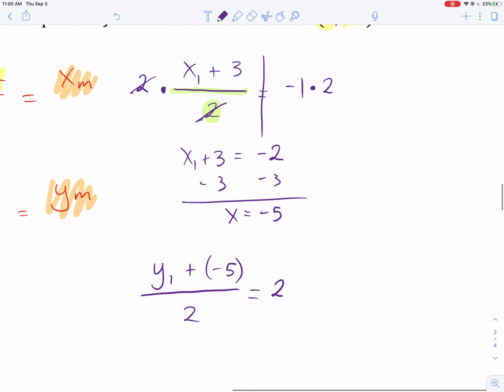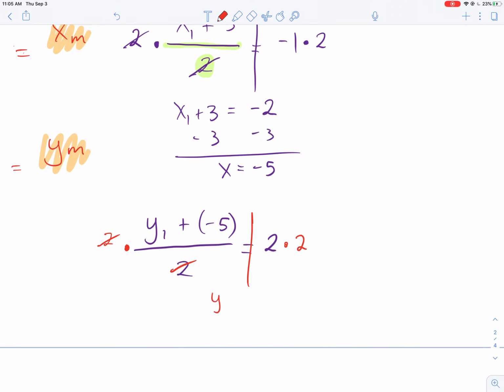All right, going down to our second one. Use a different color. I'm going to multiply by 2 also, so it cancels that. Make sure you do it on the other side, don't forget. And I'm going to say y1 plus, well, in this case, y1, and I have a plus and a minus, which is just going to give me a negative. So I can say y1 minus 5 equals 4. I'm going to add 5 to both sides, and I'm going to say y1 is equal to 9.